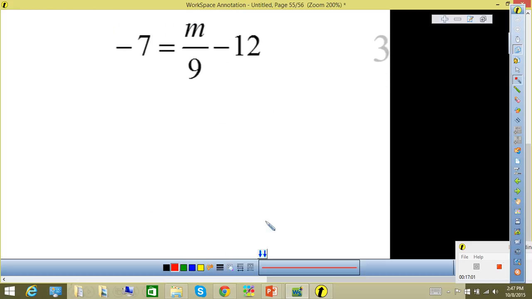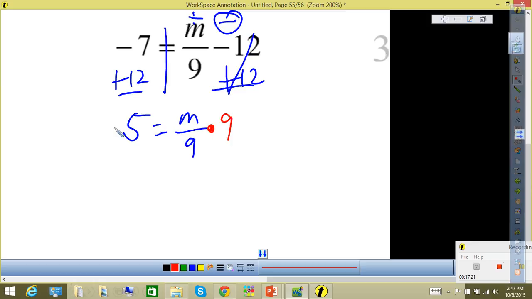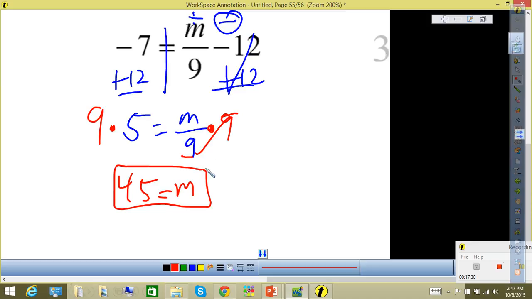Let's see. Line down the equal sign. What are my operations? Division and subtraction. I'm going to start with subtraction. Add 12, add 12. We're left with 5 equals m divided by 9. Division, what is the inverse? Multiplication, times 9, times 9. Here's a giant 1. We're left with m. This is 45, so 45 equals m. Hands, if you got that? Bam! All right. How we doing?